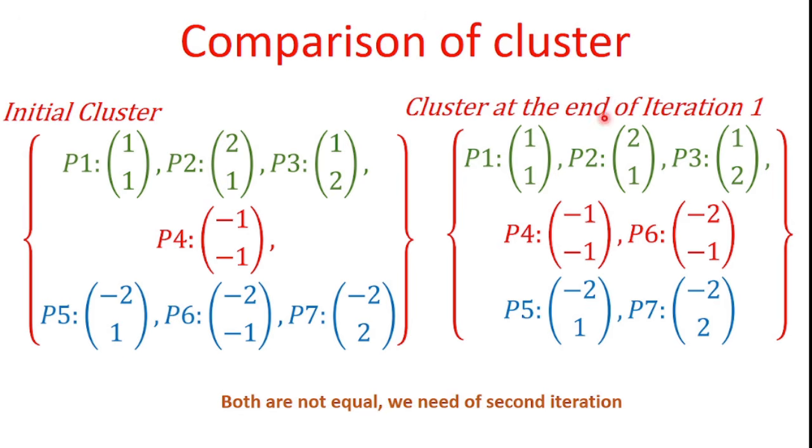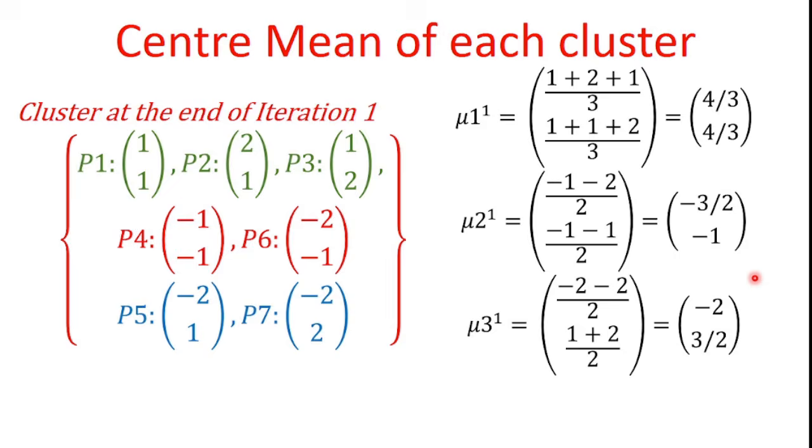After the first iteration, what we have achieved is that P1, P2, P3 remain in the first cluster, but in the second cluster, in addition to P4, we have one more data point added, that is P6. And for the third cluster, one data point is removed compared to the previous one, so P5 and P7 are there, and P6 moves to the second cluster. By comparing the initial cluster and the cluster at the end of the first iteration, both are different. That is not equal. So we need to go for a second iteration by considering the new clusters.